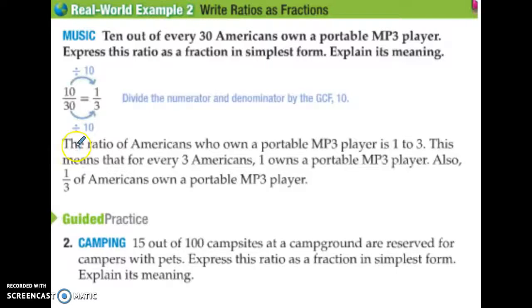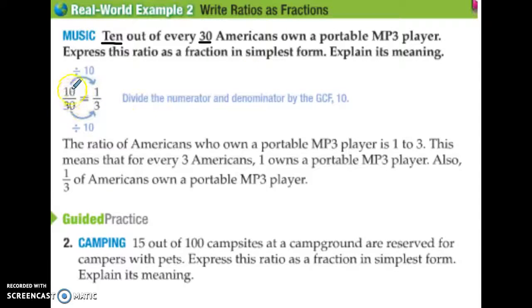Second example, 10 out of every 30 Americans own a portable MP3 player. That's probably not true anymore, but let's say it is. 10 out of every 30. So "out of" is kind of our ratio word. That's one. We use "per" a lot. Miles per hour is a ratio. So "out of" and "per" are some keywords for fractions or ratios. So 10 out of every 30 Americans own a portable MP3 player. So first number 10, out of 30. So I put 10 over 30, or 10 out of 30. That's my comparison. I want to write it as a fraction in simplest form.